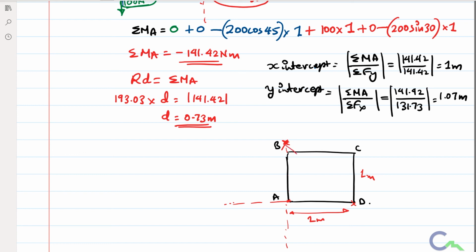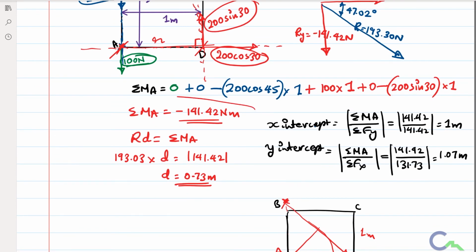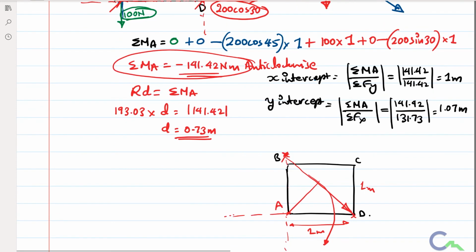If I join these 2 points and draw like this, suppose if I imagine A as the center and draw one circle, it is going to rotate in clockwise direction. But the moment value whatever I got is in anti-clockwise direction. Therefore whatever resultant I drew is wrong. It is not supposed to be in this direction. So I will do one more try.